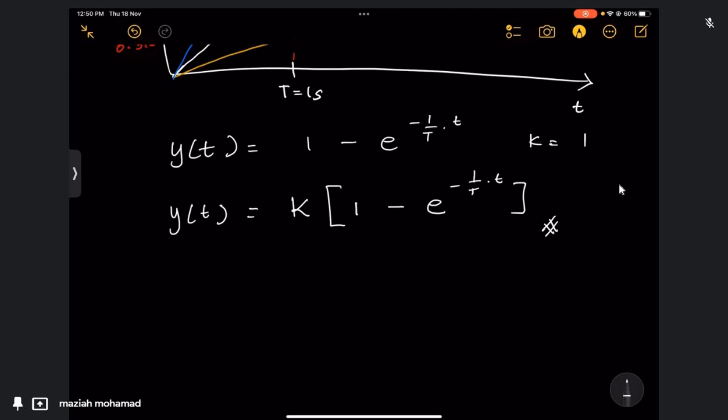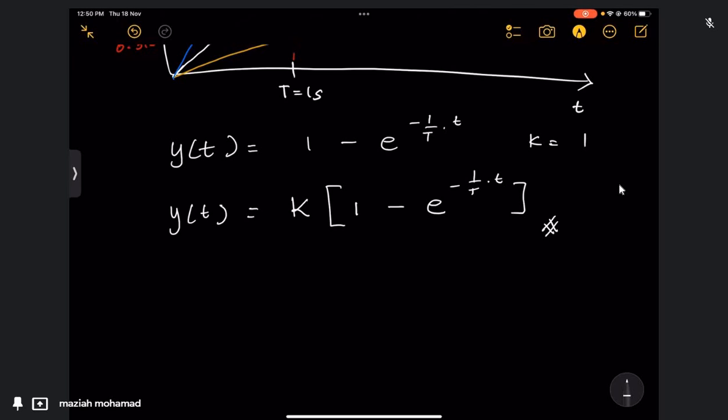For first order, you need to remember the general transfer function. Second, you need to know how to compare your transfer function to the general transfer function. Make sure it is always in terms of 1 plus something at the denominator.